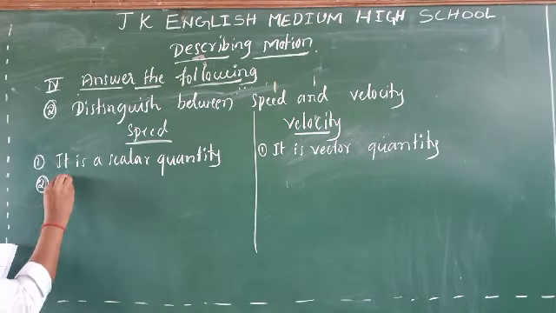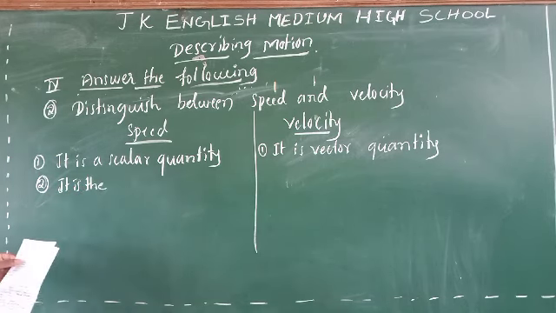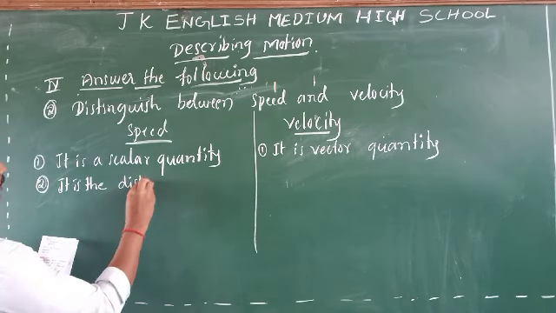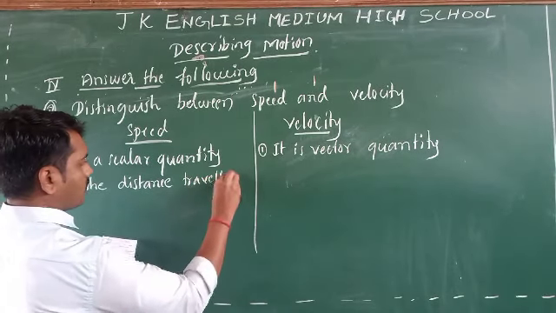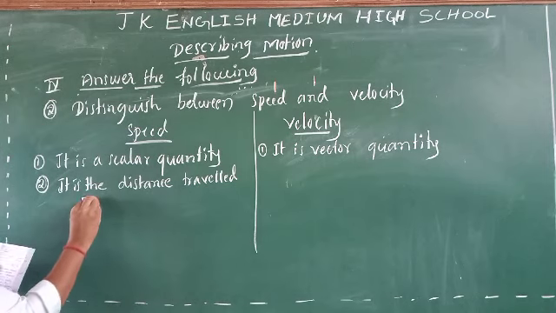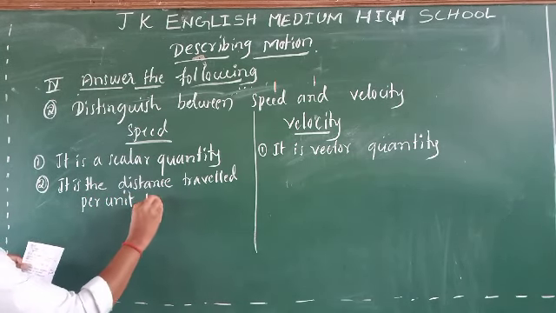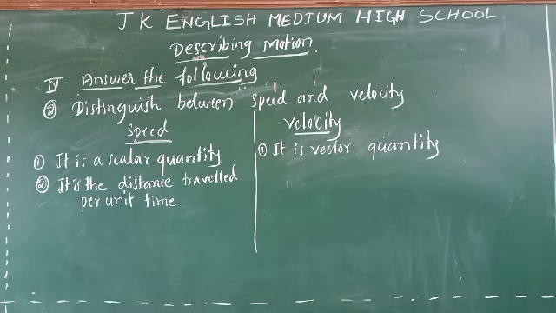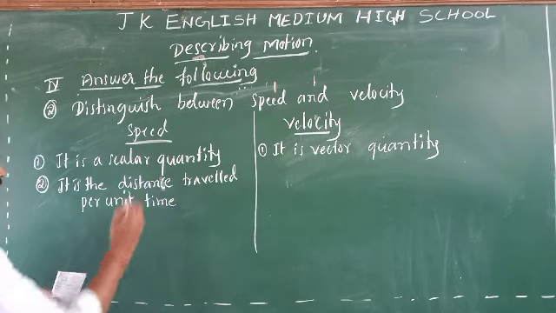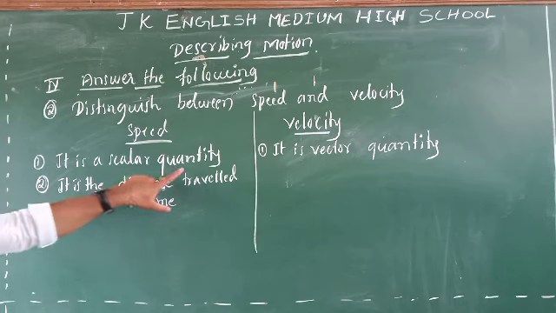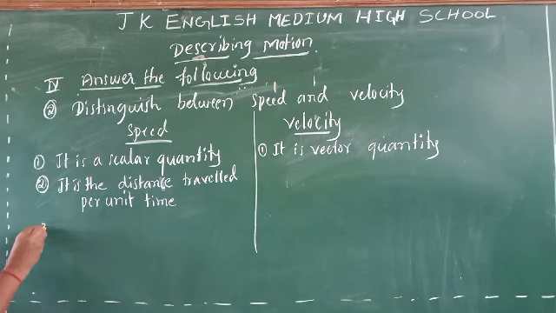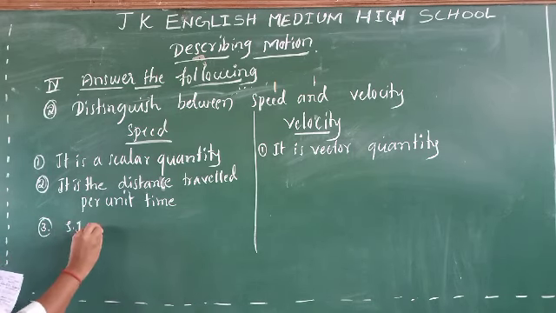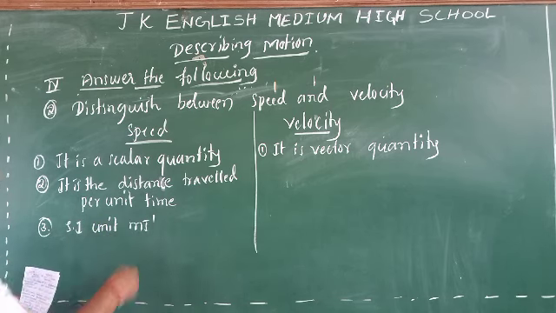Second, it is the distance traveled per unit time. Correct? Look here, it is a scalar quantity. It is the distance traveled per unit time. Next, third one, SI unit, meter per second.